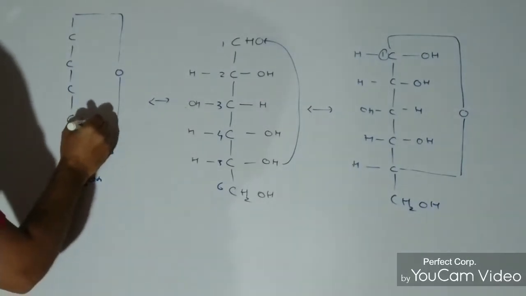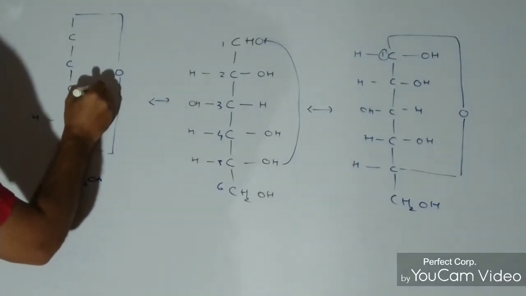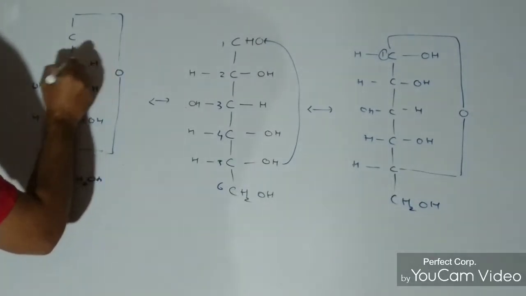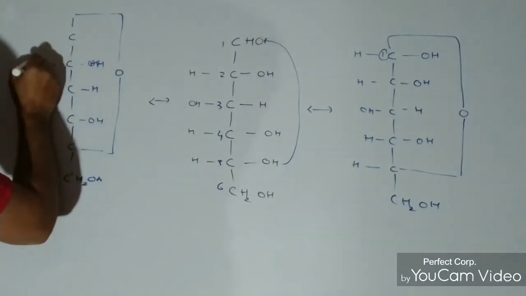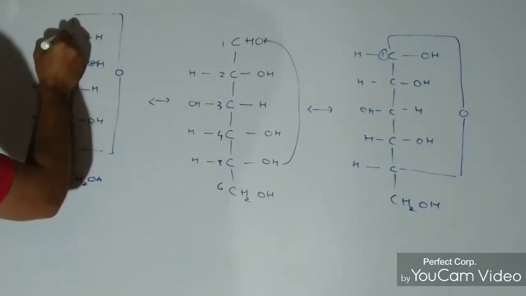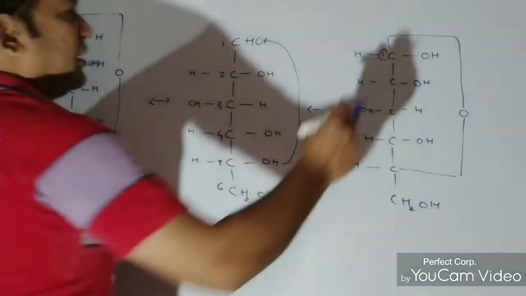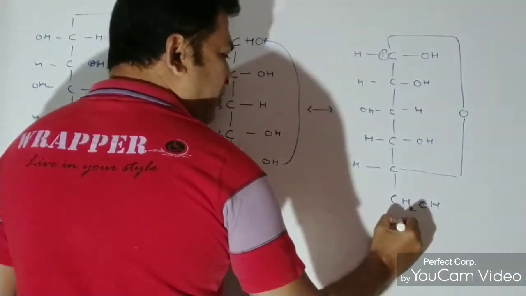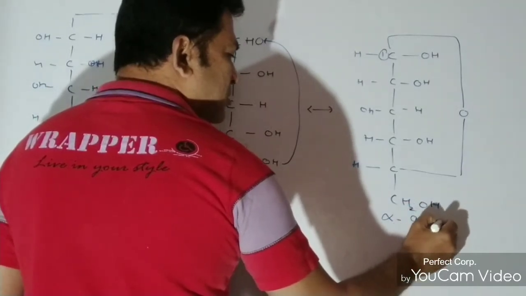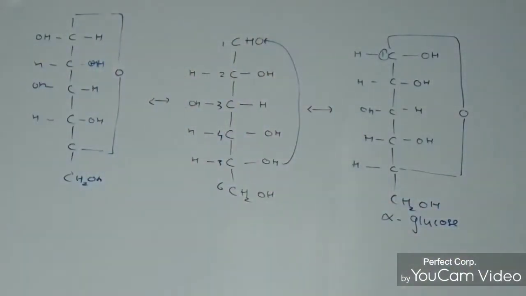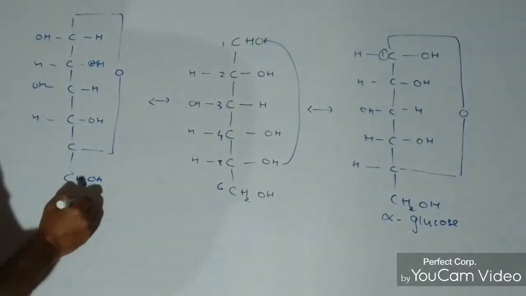Rest of everything remains as it is: H, H, OH, H, OH, H. Now here H is on this side and OH is on this side. So here we are getting another 2 structures. If OH is on the left side or the right side, that makes the difference. And when OH is on the right side, it is known as alpha glucose, and when OH is on the left side, that is known as beta glucose.